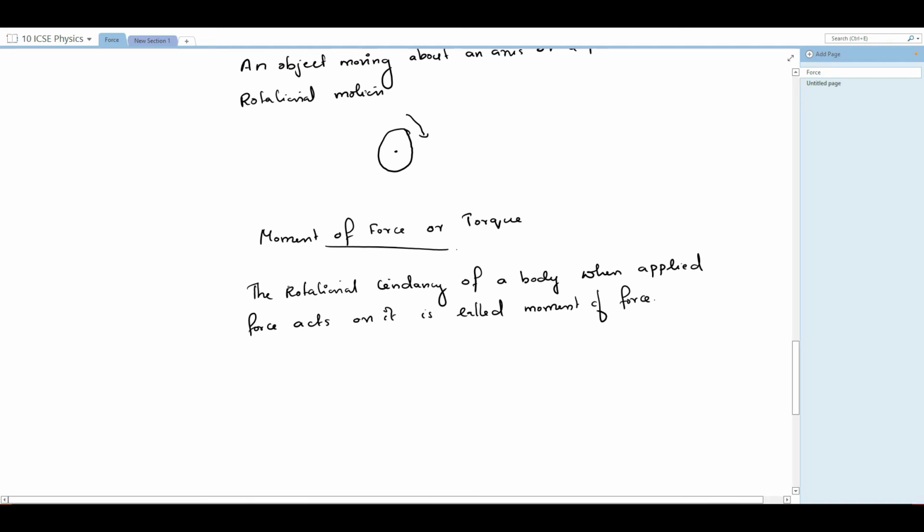So for example, as I said before, a door has hinges at one of the ends. When you apply a force in this direction perpendicular to you, you push or pull, what happens? It starts rotating, isn't it? It will rotate in a clockwise or anti-clockwise direction, depending on the direction of the force you applied. So this is basically moment of force or torque, or what we usually call the turning effect.